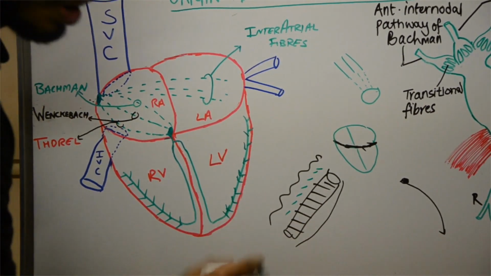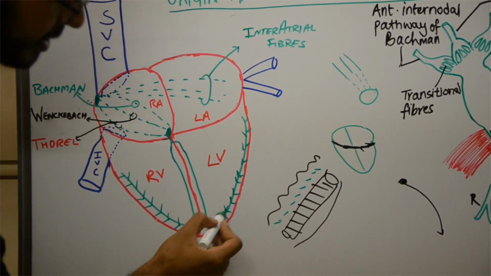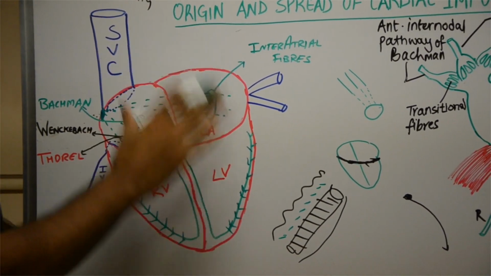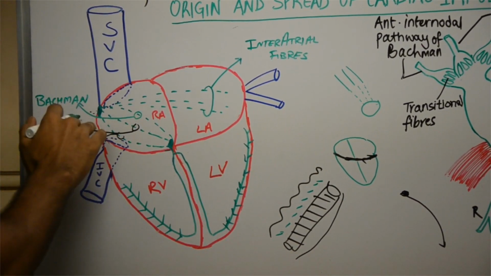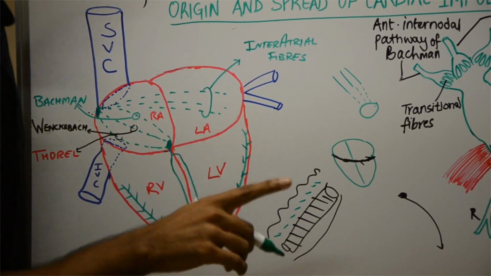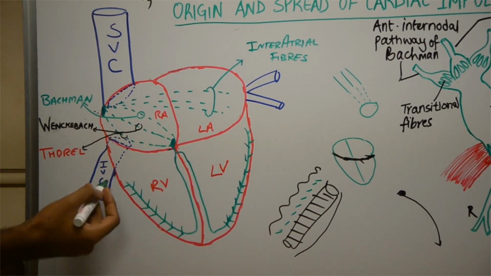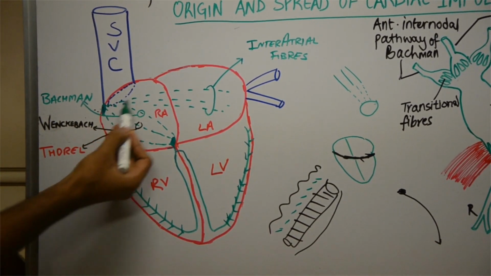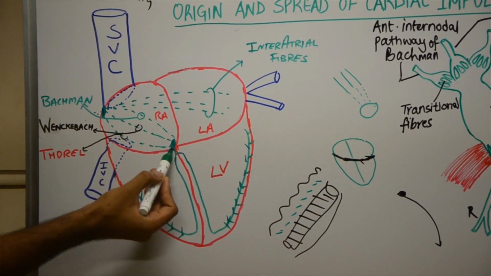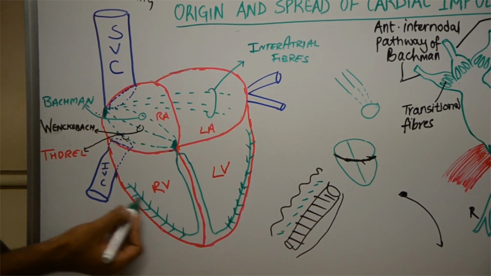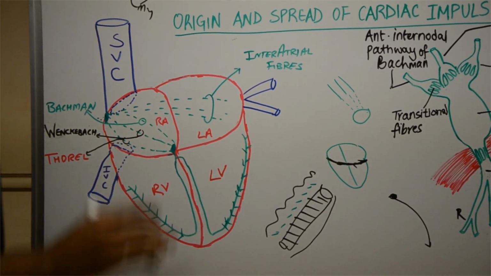Subendocardial, sub means below. Just below the endocardium are present these Purkinje fibers, right? So this is the basic layout of the heart, and this is how the impulse, once generated, spreads. This is the path it follows normally, starting from the SA node, interatrial fibers, internodal fibers, AV node, the bundle of His, the right and left bundle branches, and the Purkinje fibers.